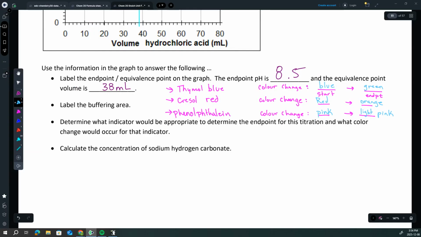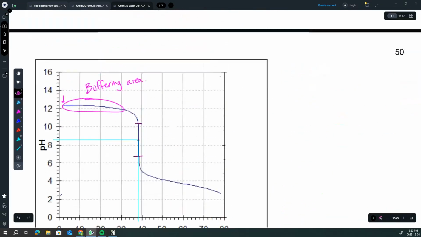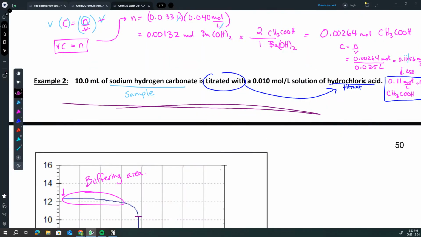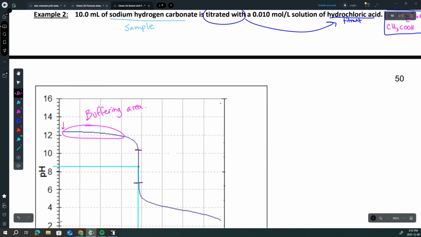Okay. Last but not least, we are asked to calculate the concentration of sodium hydrogen carbonate. All right, so this is when we get back to our steps of stoichiometry. So step 1, create a balanced chemical reaction. Okay, so looking at this sentence up here, we're told that sodium hydrogen carbonate is titrated with hydrochloric acid.